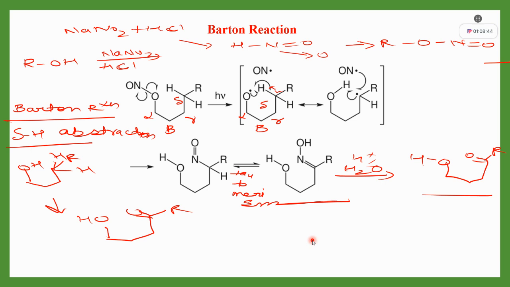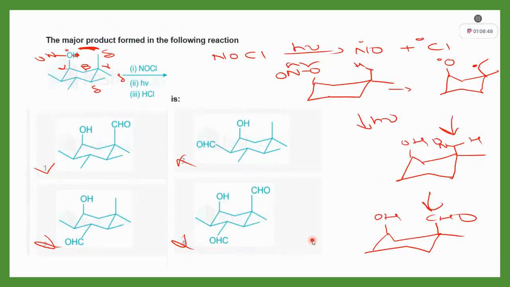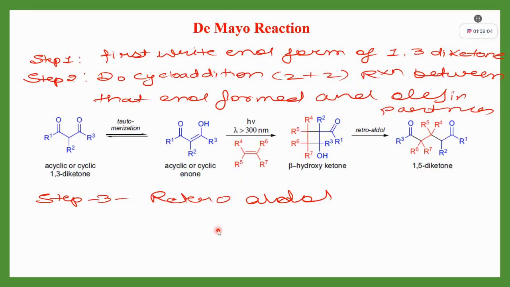Whenever you get my videos, listen again. This was the question based on the Barton reaction. I explained here that this axial proton is most accessible for abstraction. Therefore, only this has changed to aldehyde. Okay. Then I covered the De Mayo reaction. Let me again repeat: keto-enol tautomerism, 2 plus 2 cycloaddition, retro-aldol, and done.